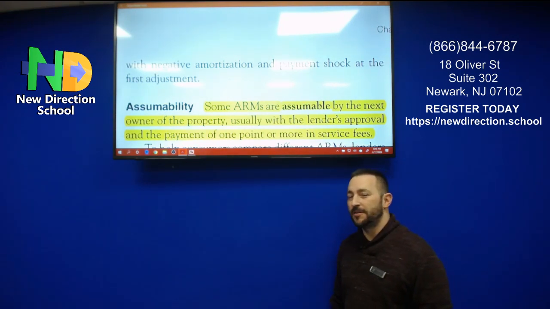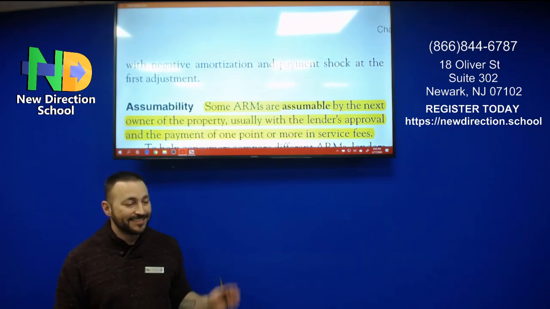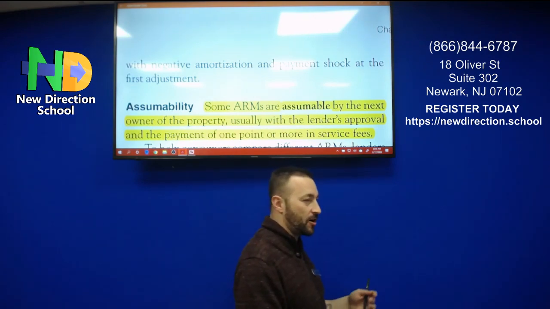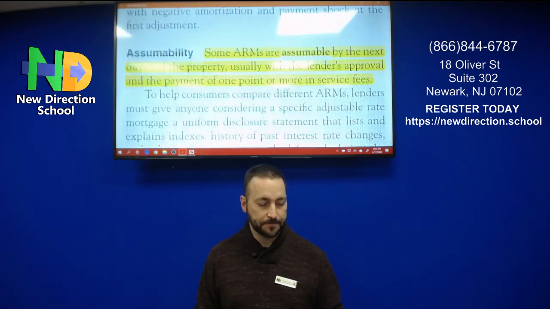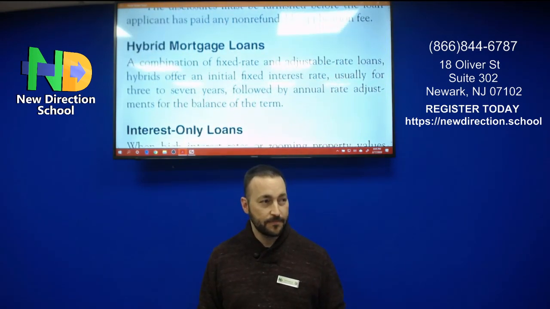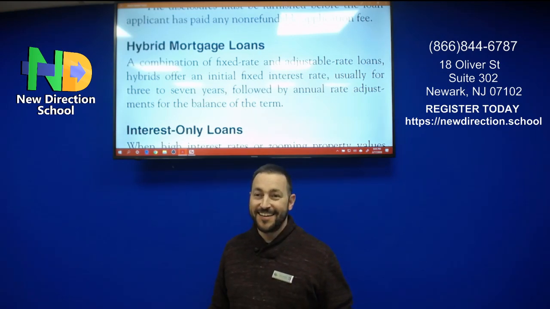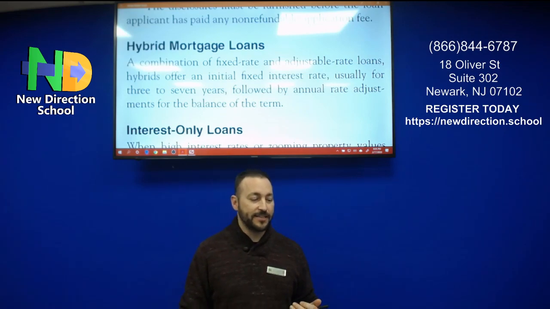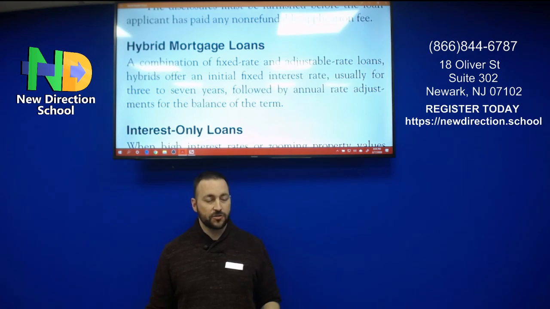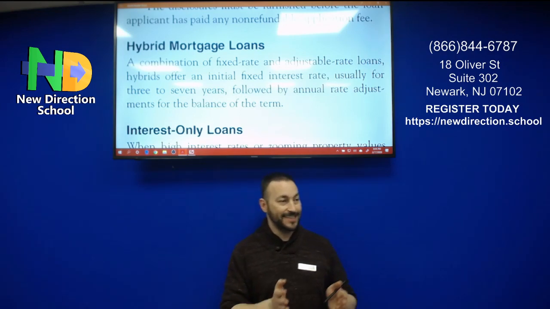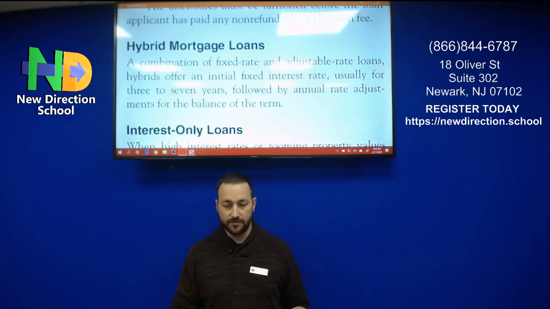All right, assumability. You know what it means to assume a loan, right? That means to take over somebody's payments. Some ARMs, adjustable rate mortgages, are assumable. That's all you need to know. You don't want that, but they are, so there are some crazy people that will take it. Hybrid mortgages: a hybrid is a mix of two. Like I said, some adjustable rates come with an initial fixed rate and then go to adjustable. It's a mix of two.